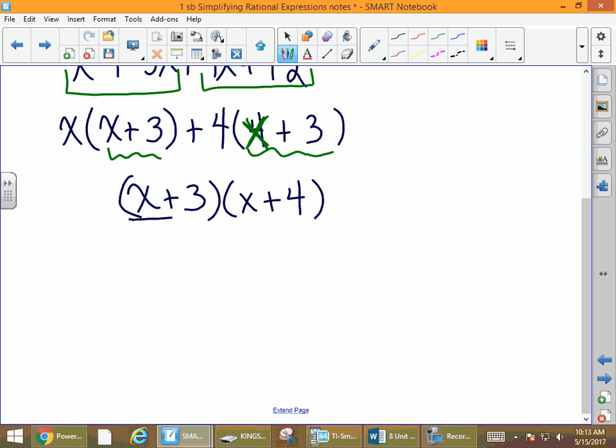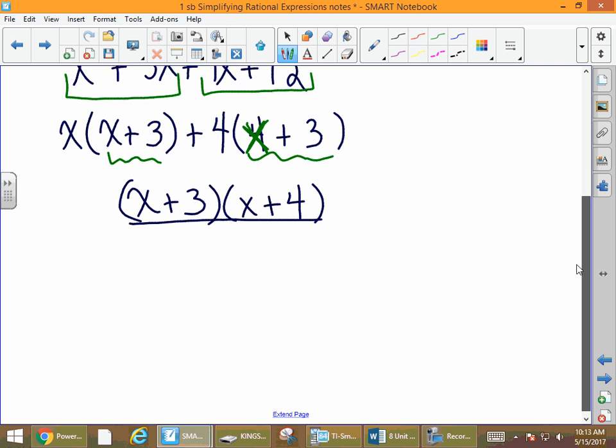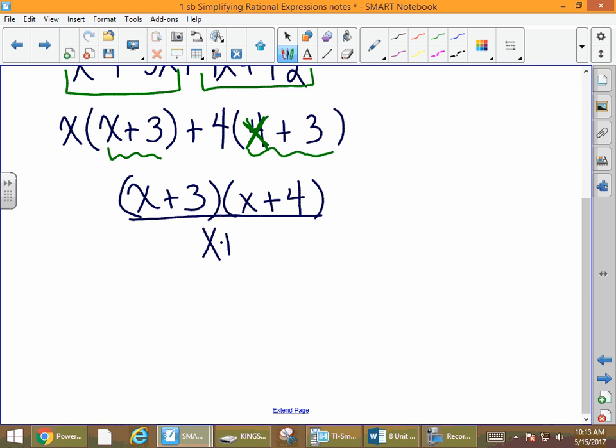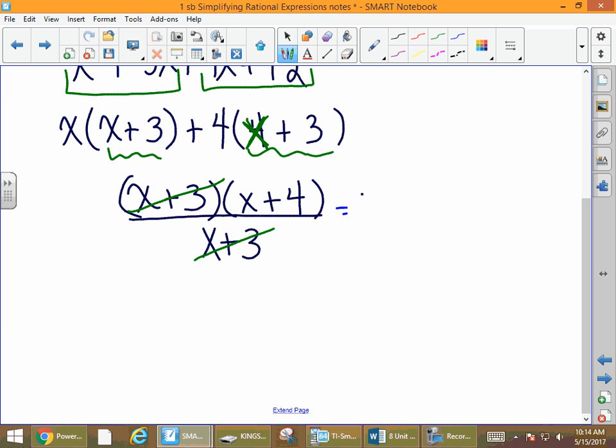We can't do anything to our denominator. I need to scoot it back up to see what the denominator was. It's x plus 3. Do we have anything exactly the same in the top and in the bottom? We've got an x plus 3. Remember, x plus 3 divided by x plus 3 is 1, and typically we don't have to write that. It's 1 times x plus 4, and 1 times x plus 4 is just x plus 4.